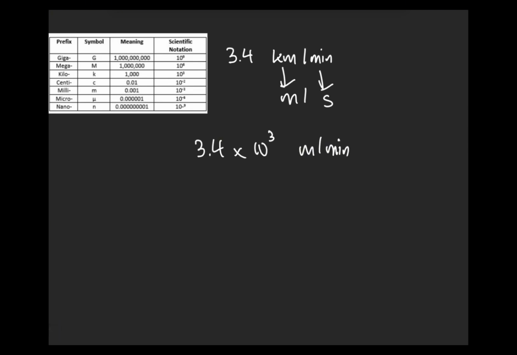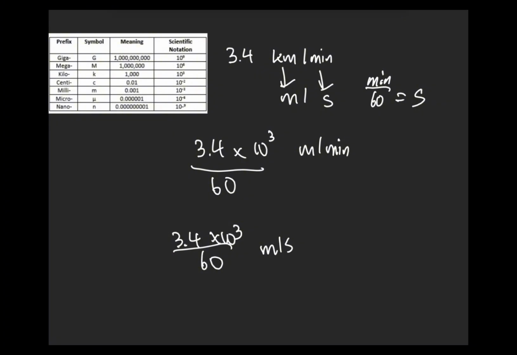Now, to convert minutes into seconds, we'll have to divide by 60, right? So minute over 60 equals second, right? So we would just divide everything by 60, and we would have 3.4 times 10 to the power of 3 over 60 meters per second, which also equals 5.667 times 10 to the power of 1 meters per second.